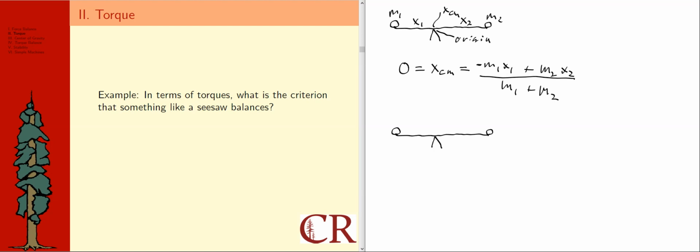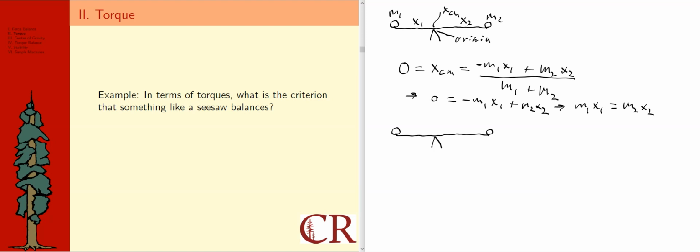And since that's all equal to 0, I could just multiply both sides by the total mass to get a simpler looking expression: 0 is equal to minus m1 x1 plus m2 x2. There are different ways I could restate that. One simple thing is I could add m1 x1 to both sides, and I get m1 x1 is equal to m2 x2.